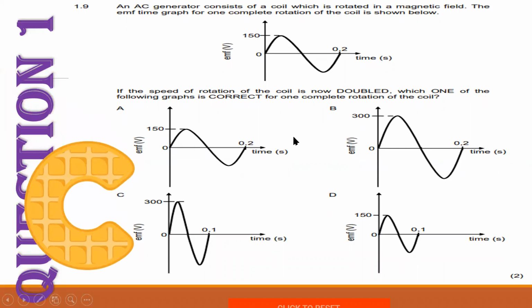Why? Because if you double the speed of rotation, your EMF will be doubled, and the period gets halved. Because if you make it quicker, your wave gets less time to complete one wave.